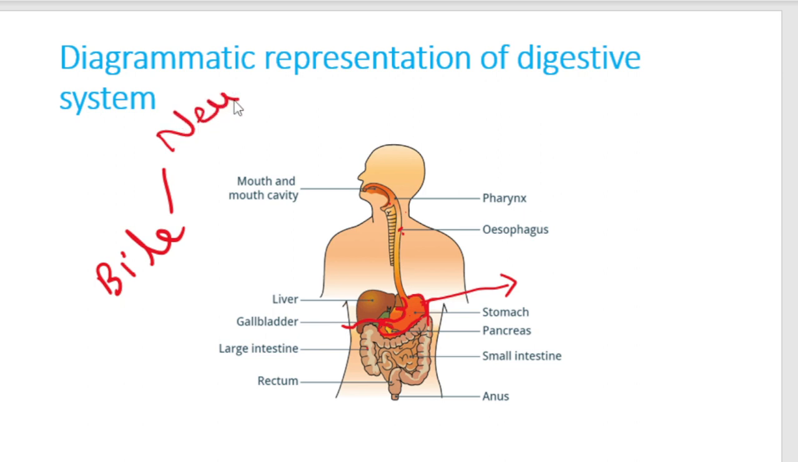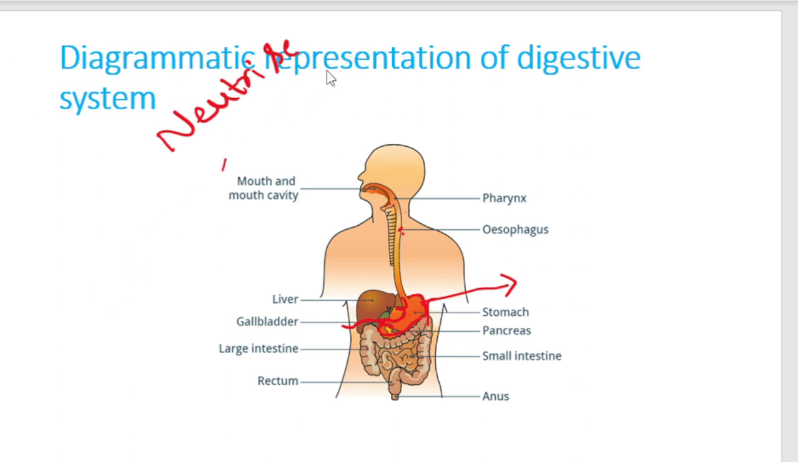The first work is neutralization. Another one is the breakdown of fat globules. Fat is generally in large-size globules. It has to be broken down into small globules. These are the functions of bile or bile juice.